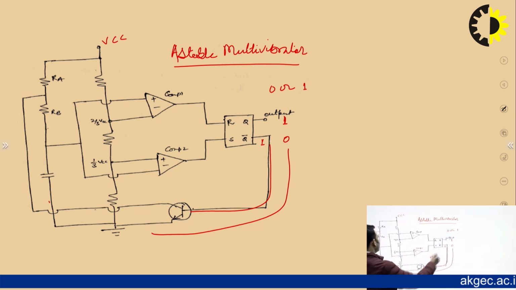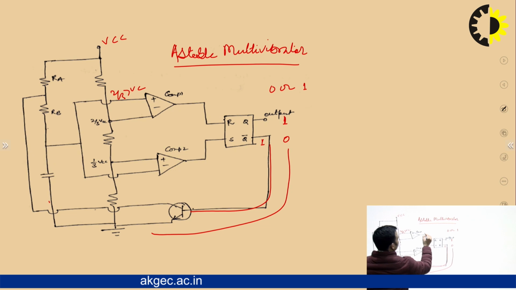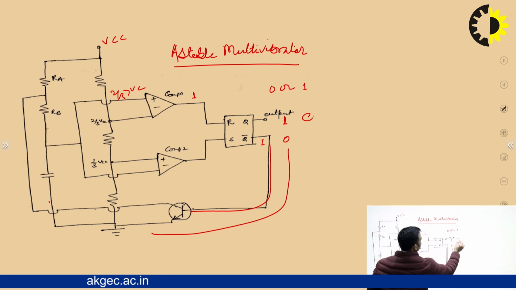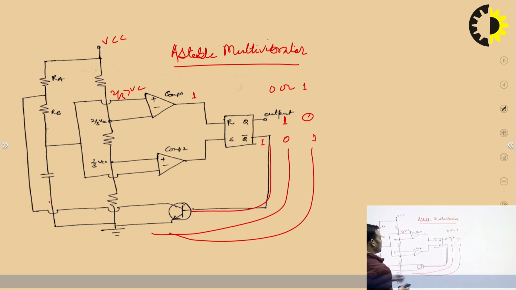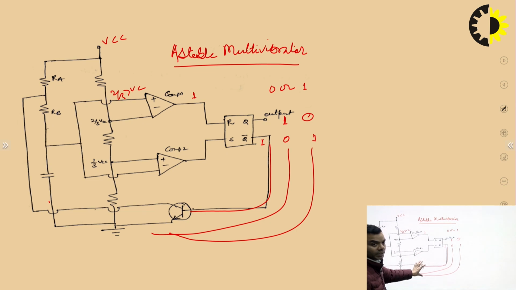For example, if it keeps on increasing, that means we can talk about this comparator. That means if it will be more than 2 upon 3 VCC, then what will happen? Its output will change. It will become 1, reset. That means it will be 0. If it will be 0, then it will be 1. If it will be 1, then this transistor will become short circuited, and when it will become short circuited, this capacitor will start discharging.